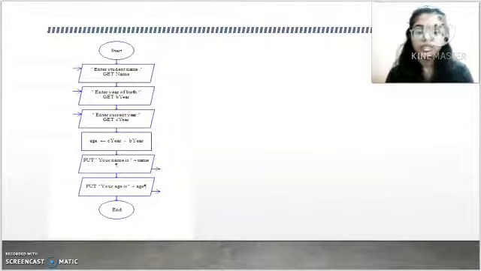So this is the flow chart, and first the input you have to get is name, birth year, and the current year, and then the calculation is current year minus birth year, and then it will show the name and then the age.